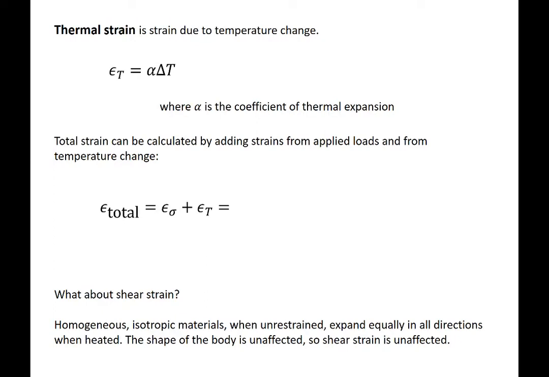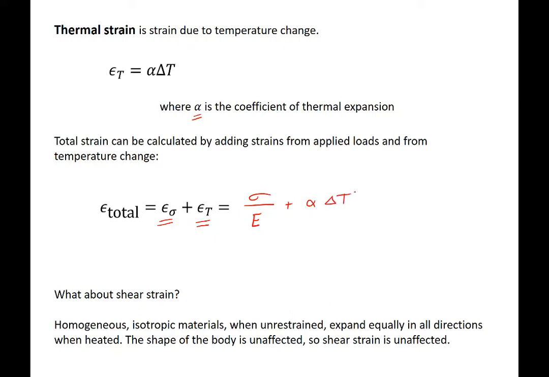thermal strain. Thermal strain is basically strain just like we've been talking about, but it's due to a temperature change, where alpha is the coefficient of thermal expansion, right? And the total strain in some object is just the summation of strain due to applied loads, like this epsilon sigma, and strain due to temperature changes, like this epsilon t. So we could say sigma over E, or stress over elastic modulus, plus alpha times delta T.